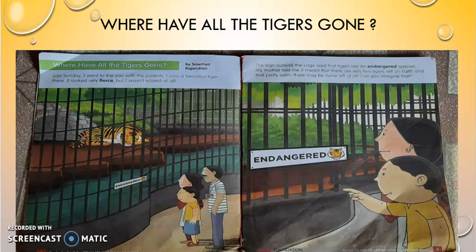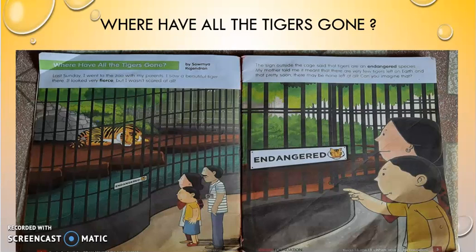Last Sunday, I went to the zoo with my parents. I saw a beautiful tiger there. It looked very furious, but I wasn't scared at all. So the tiger was in the zoo. The author has gone to the zoo and he saw a beautiful tiger, but he was not scared.